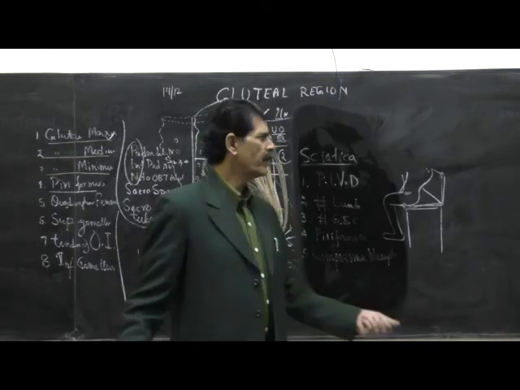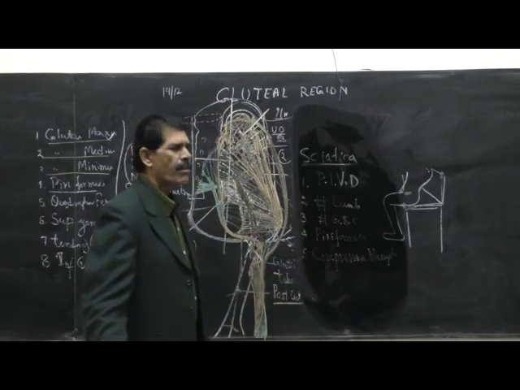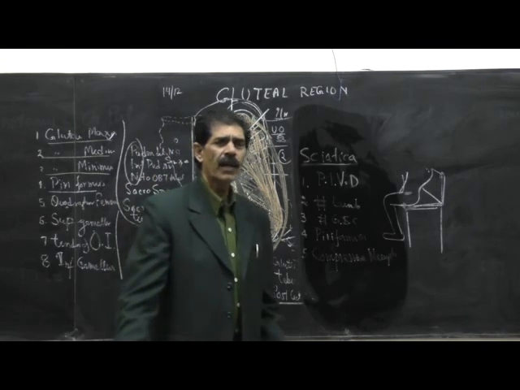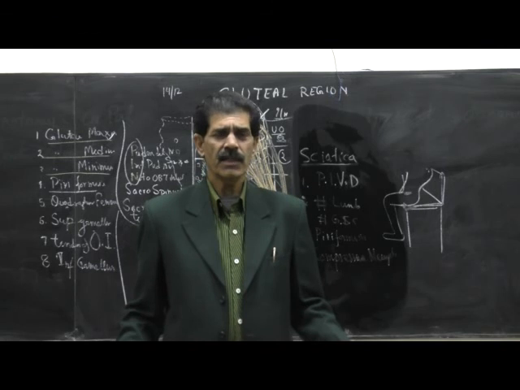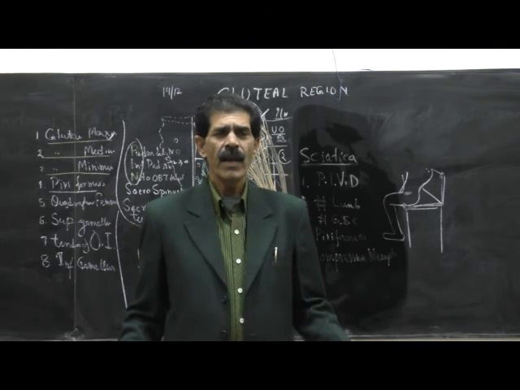So this is how we have discussed the two main modalities of the gluteal region: one is the intramuscular injection and the area preferred, and second is sciatica. So that's all for the gluteal region.